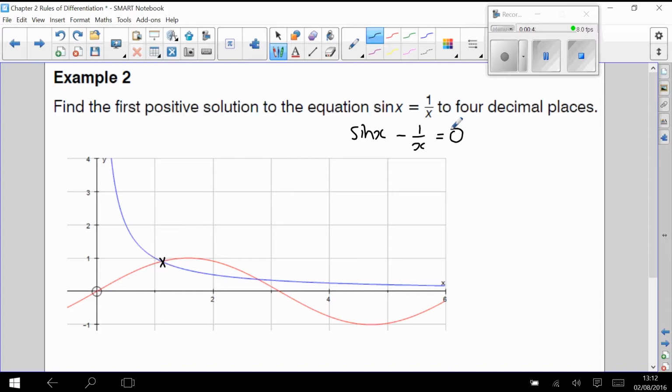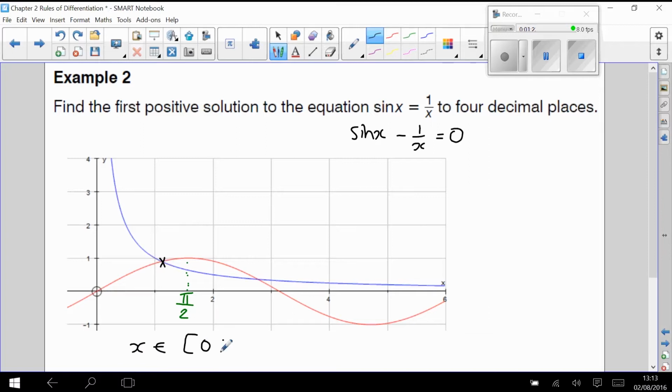Let's start. The first thing that I need to do is figure out an interval that I'm going to be working on. Now, as I have a trigonometric function, I'm going to be working in radians. We know that at the turning point of the sine graph, over here, it turns at pi over 2. In other words, that point of intersection was somewhere between when x was 0 and x was pi over 2. So the interval that I want to work on is going to be between 0 and pi over 2.